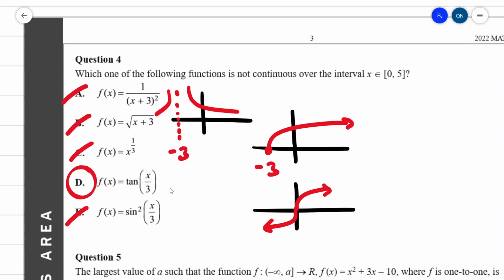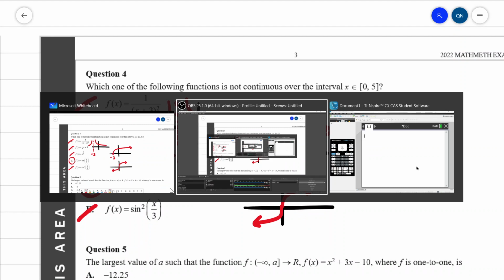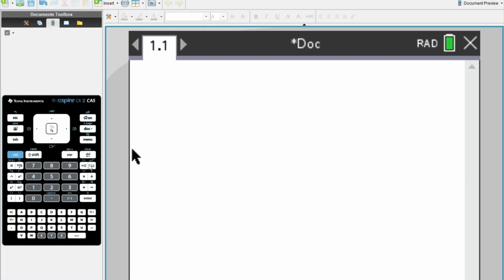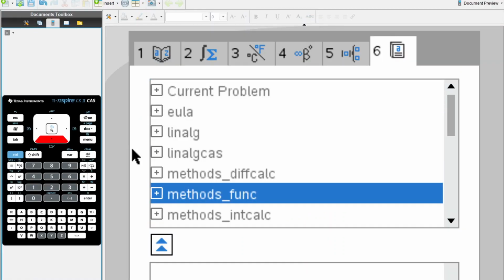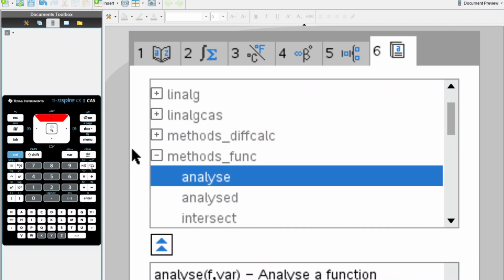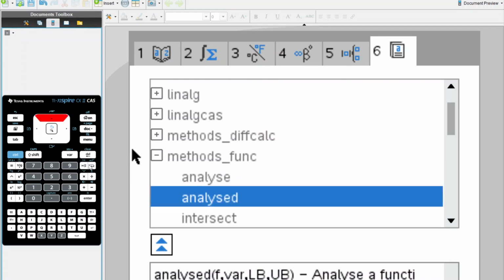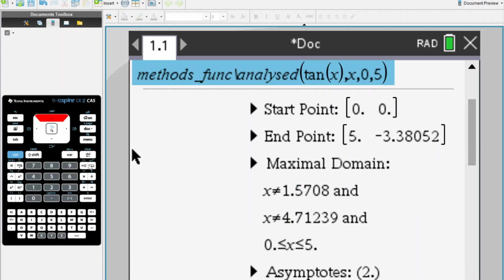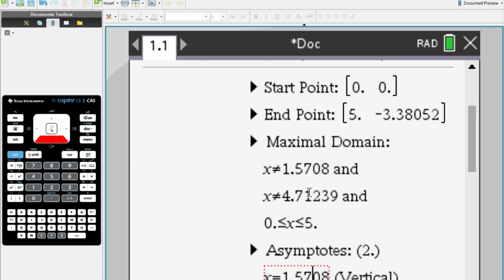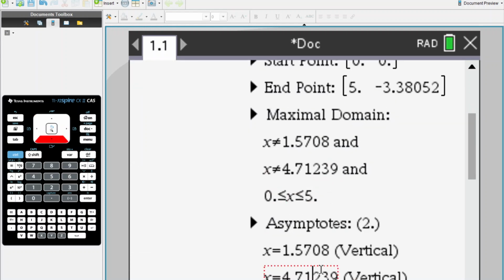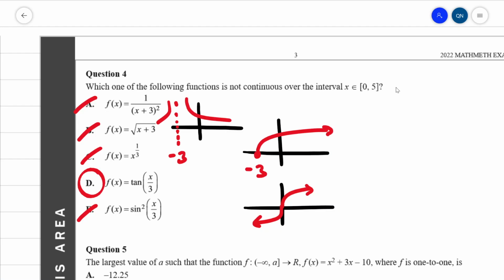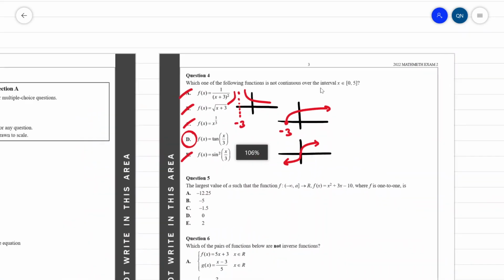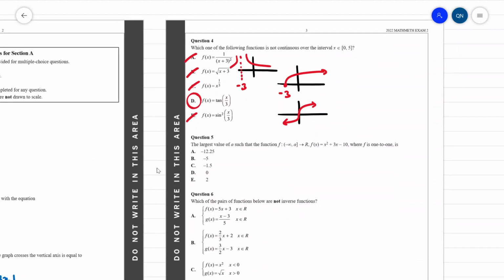Now, you can check that it is indeed option D just by finding the asymptote. A nice way to do that is if you have the CAS programs. Link in the description if you want to find out more about them. Let's use the analyze program, and I'll put in tan of x, comma, 0 to 5, and I'll approximate to this. And if you scroll up a little bit, you'll see that we have our asymptotes at 1.5 and 4.7. So obviously, we're not going to be continuous on that interval. Okay, so it's option D.